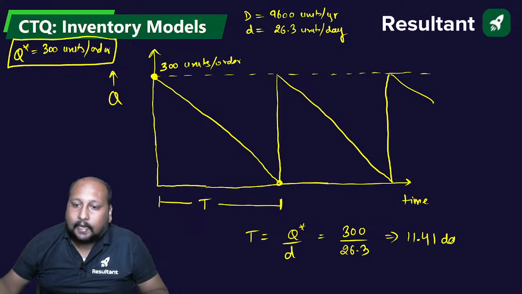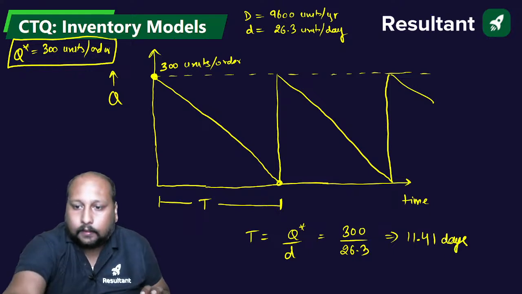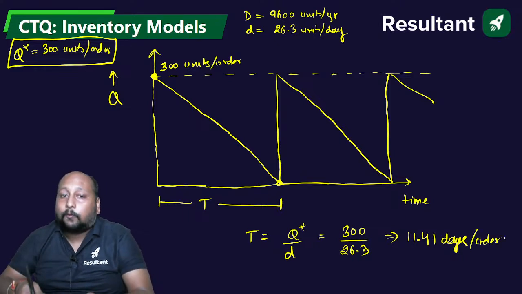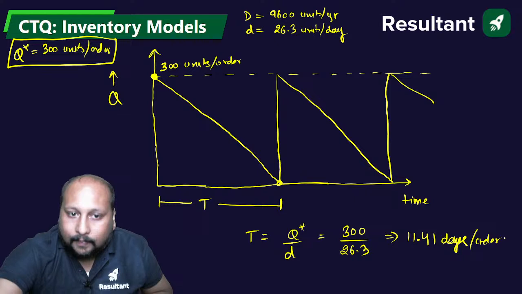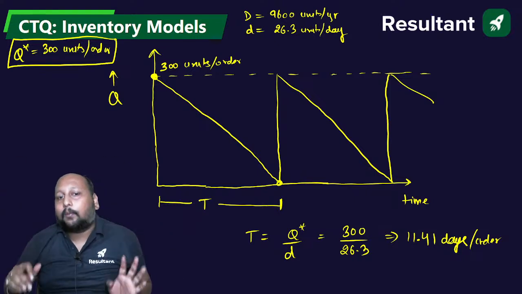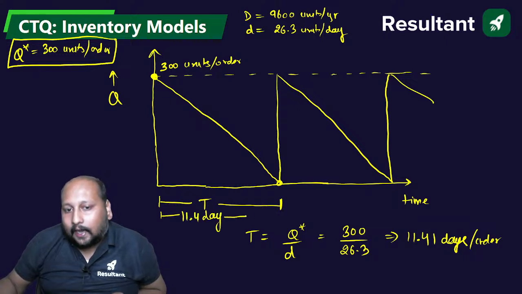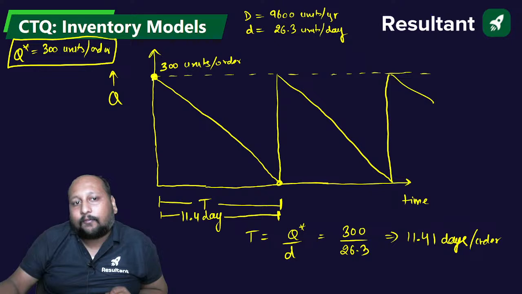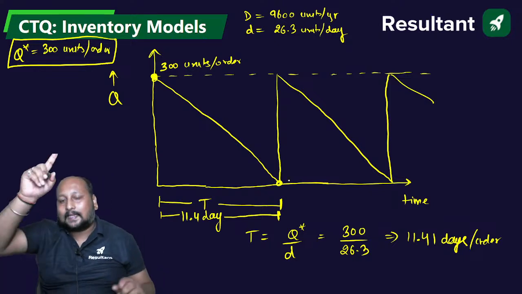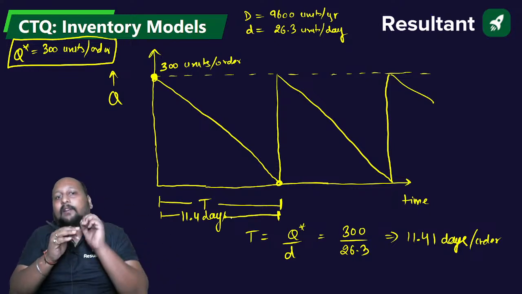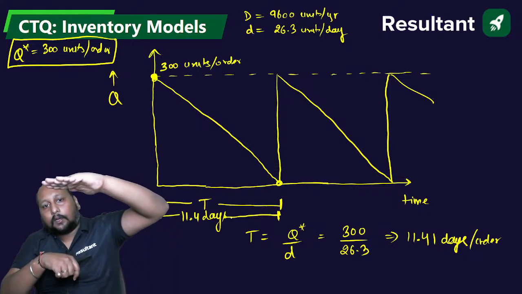11.4 days. What's the meaning of this? Let me write the complete days per order. That means one order will be finished in 11.4 days. So I can say in 11.4 days, your entire lot will go from 300 to 0. Is this clear now? Understood? In 11.4 days, our 300 units order will become 0.